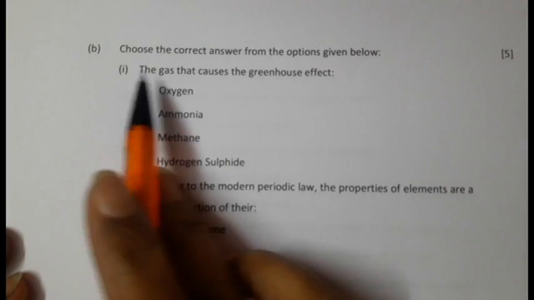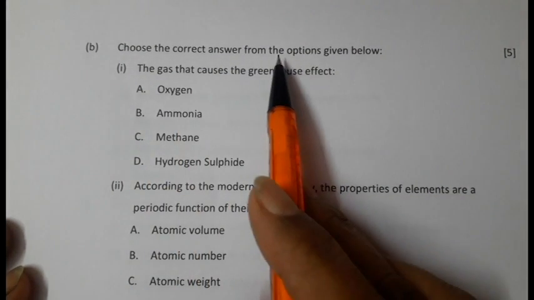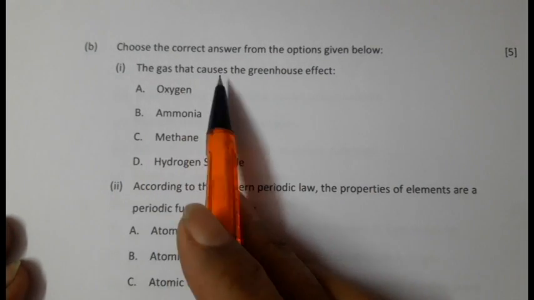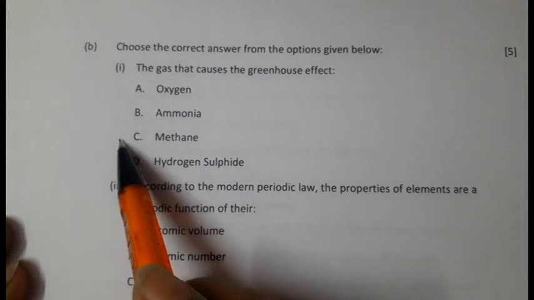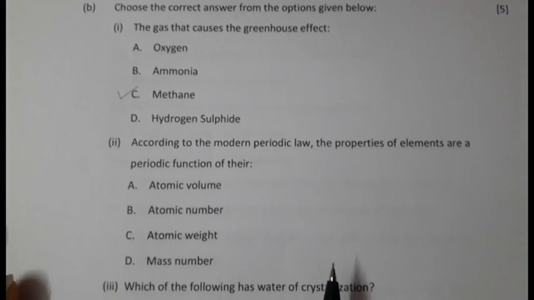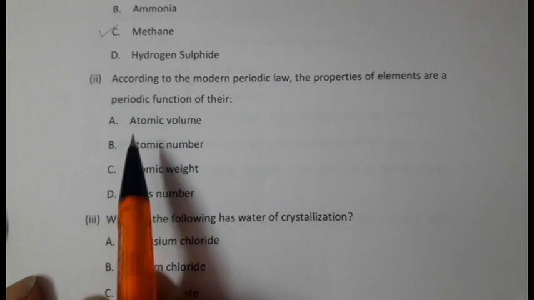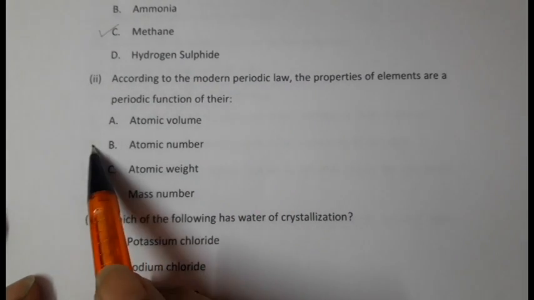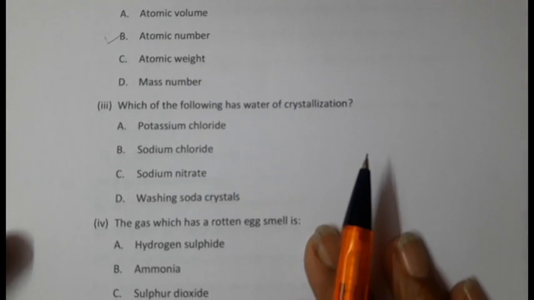Question 1b will go fast because they are multiple choice questions. Choose the correct answer from the options given below. Number 1, the gas that causes greenhouse effect is methane. Here it is. You need to know these by heart. According to the modern periodic law, the properties of elements are periodic functions of their atomic number, if you know your definition well.